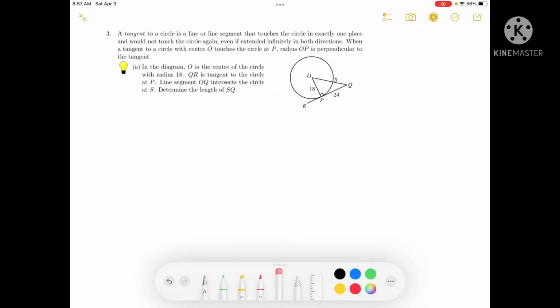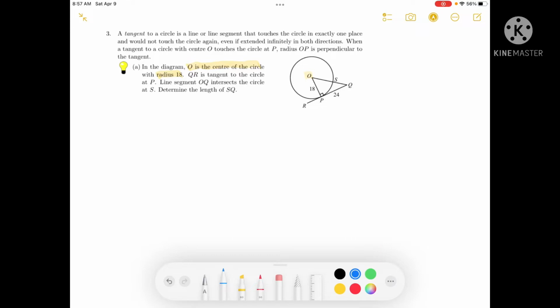Let's start by solving the first question. In the diagram, O is the center of the circle and the radius is 18. QR is tangent to the circle at P and line segment OQ intersects the circle at S. So we need to determine the length of SQ.